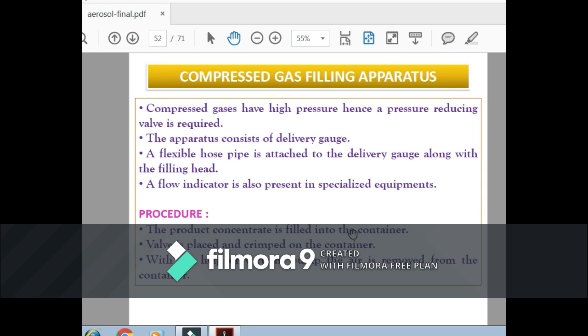Then compressed gas filling apparatus. Now what is the compressed gas filling apparatus? Generally here the compressed gas filling apparatus has high pressure, and it will reduce the pressure, and it will reduce at the valve. So because of the high pressure, all the propellant will always remain in the liquid state. That's why we can easily fill it inside your container. So there is a special compressor. Inside that we can compress all the material. Because of the compression, gas will be eliminated, or it will convert into liquid, and easily you can fill it inside your container.